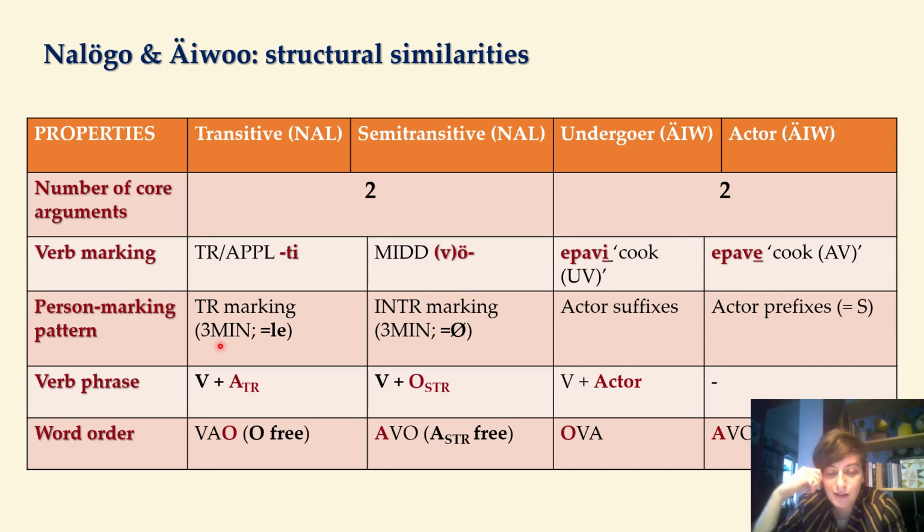Finally, in terms of word order, the transitive object and the semitransitive agent in Nalogo are analyzed as preferred arguments because they can move freely in different positions in the clause. In Aiwoo, instead, we have the undergoer argument in the undergoer voice and the actor argument in the actor voice, which are preferred arguments in the sense that they occur in the position of the voice selected argument, which is the preverbal one. So it's clear that the languages show some structural similarities, even though the systems are different in nature.